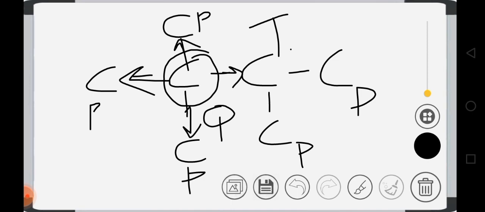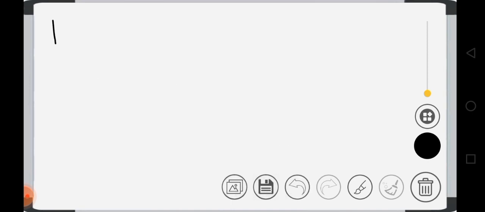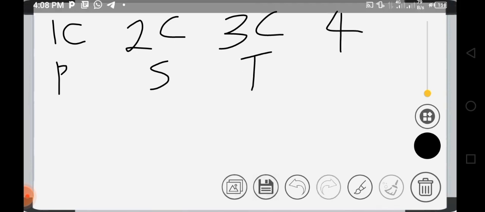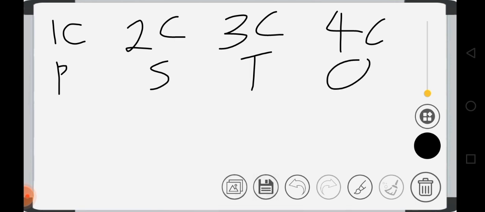So generally, if a carbon is attached to one carbon, we call it primary carbon. If a carbon is attached to two carbons, we call it secondary carbon. If a carbon is attached to three carbons, we call it tertiary carbon. If a carbon is attached to four carbons, we call it quaternary carbon. Please take note of this. It's very, very important.